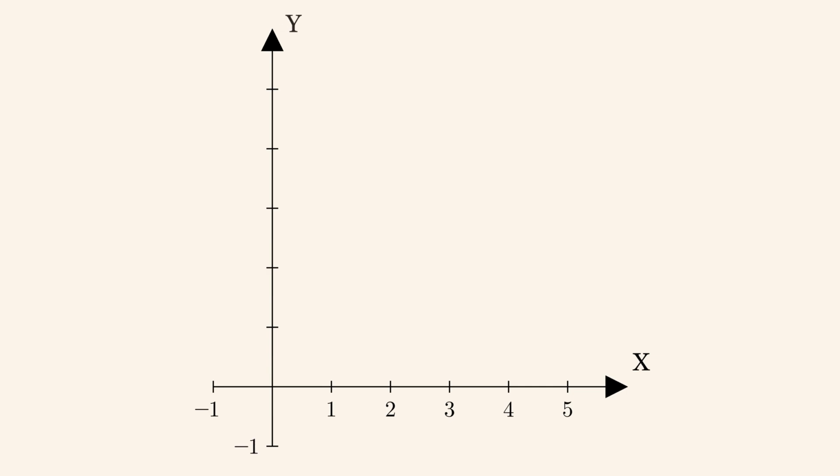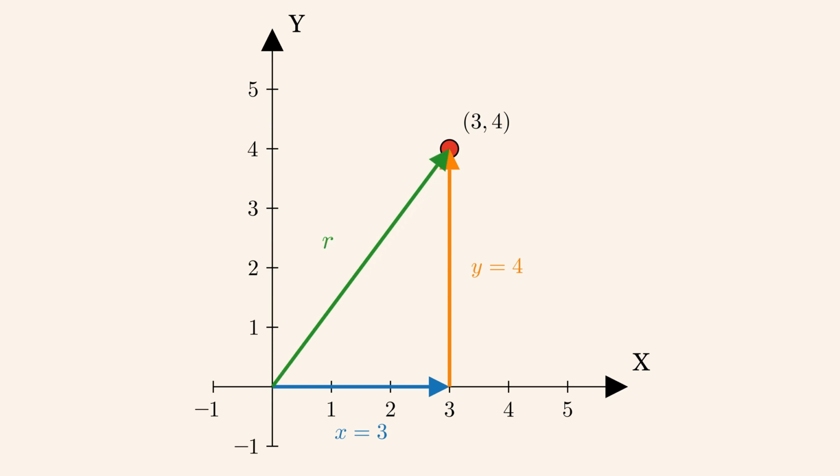Let's start with our xy plane, also known as the Cartesian plane. Imagine we place a point at (3, 4). To reach this point from the origin, we draw a vector along the x-axis to x equals 3, and from there, we draw a second vector traveling straight up by y equals 4. The sum of these two vectors gives us a direct path from the origin to our point.